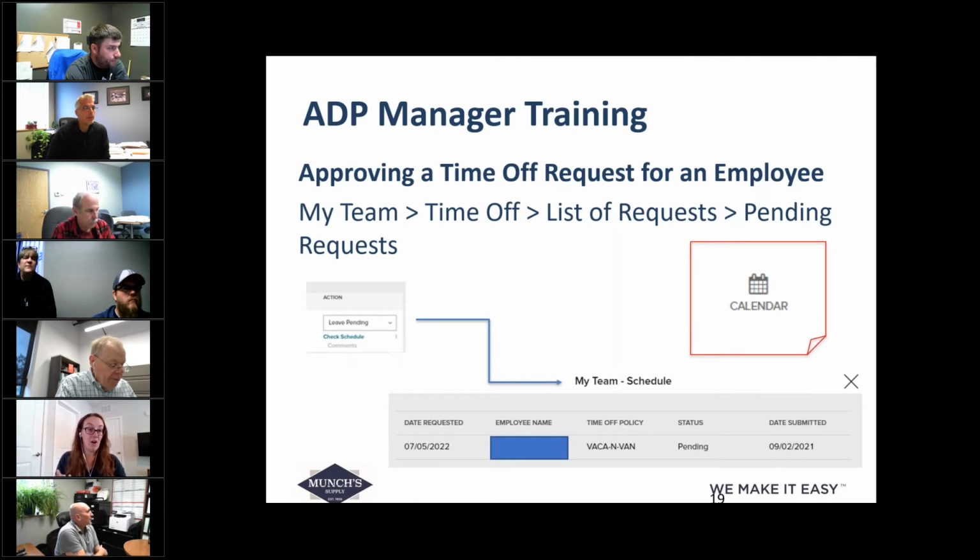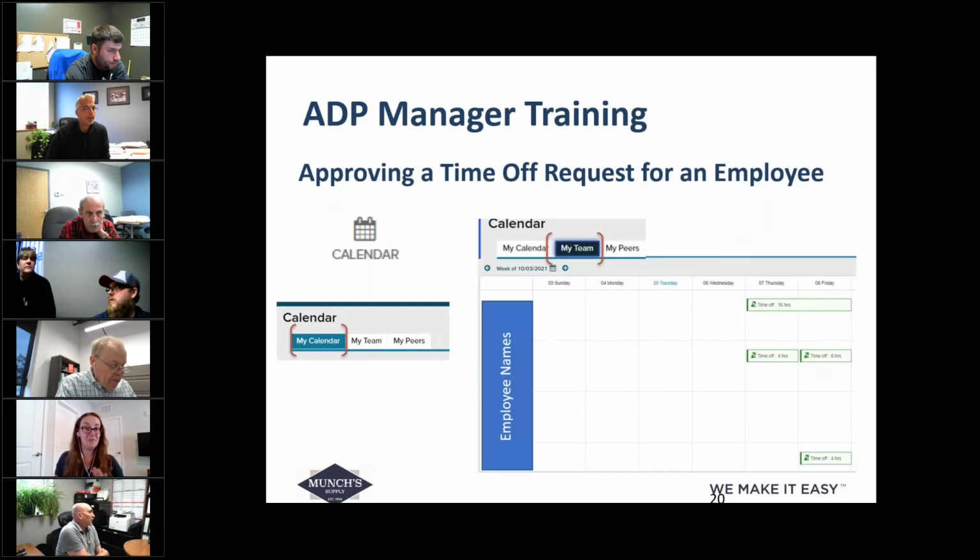The other neat thing that ADP offers is the calendar here. This calendar, the icon that you see, pops up on the very top of your ADP homepage where it says home, myself, you know where those buttons are. It's right above that, and it looks just like this. So if you click calendar, it's automatically going to default to my calendar. So you're going to see your whole month view calendar.